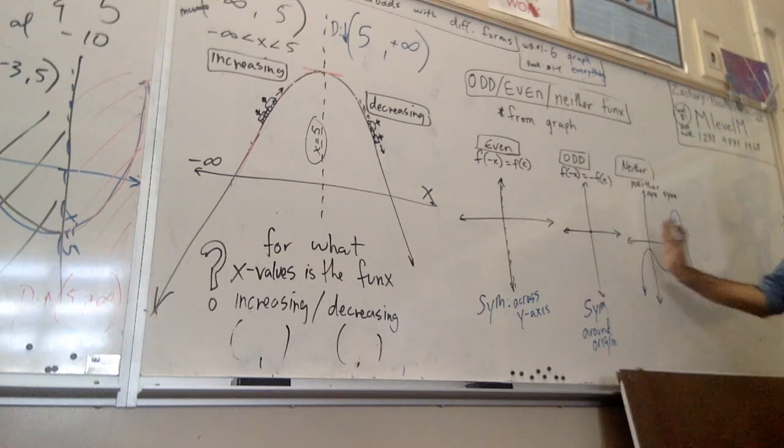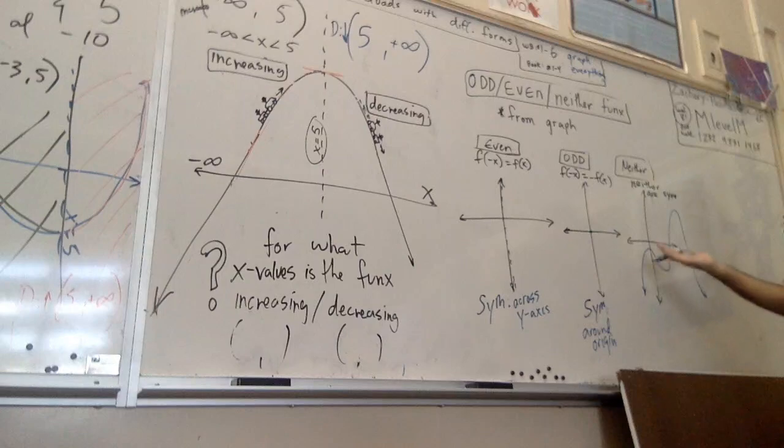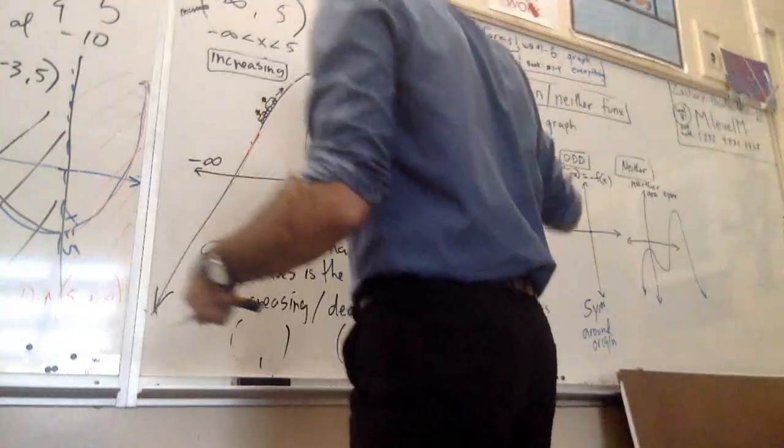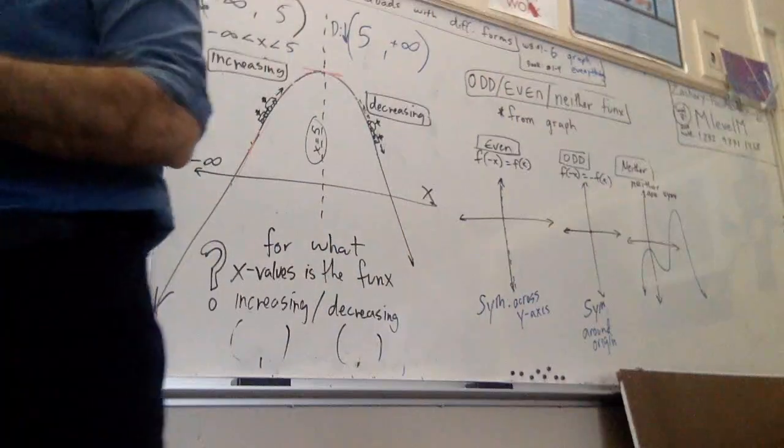Is that symmetric across the y-axis if I folded that paper in half? Not even close. Is it like the same up in this quadrant as it is down here? No, there's no symmetry at all. That's a neither function. So you're basically just looking: is it symmetric across the y-axis? Is it across the origin? If not to either, then it's neither.